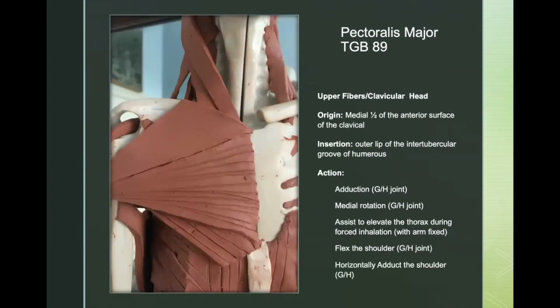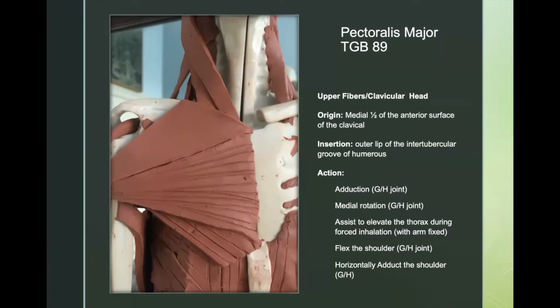Then we have the upper fibers, the clavicular head. And so these fibers are running at a different angle than the sternal head and the costal head. So you can see the costal head's going from low to high, sternal head is going straight across very horizontally, and then the clavicle head is coming from high to low. So this is attaching to the medial half of the anterior surface of the clavicle. And then again, it's going to cross over the intertubercular groove. I'm getting better at saying it, you guys.